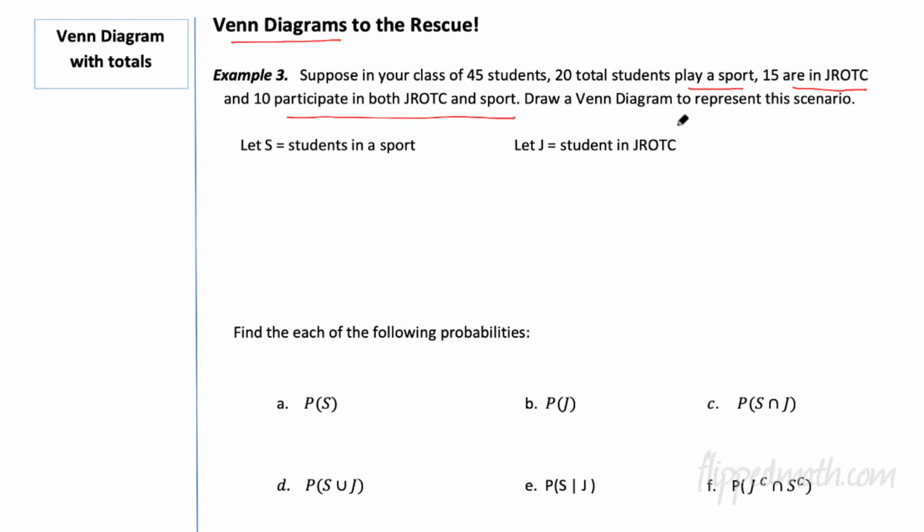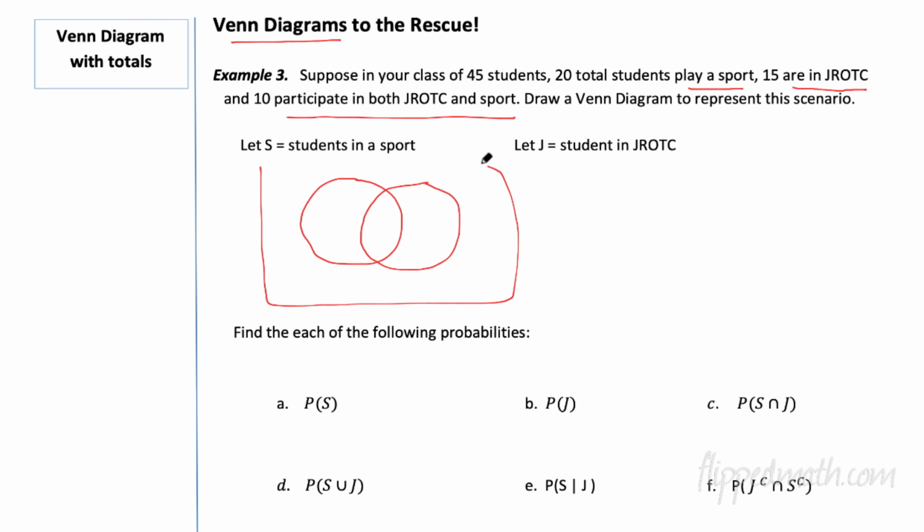I want to draw a Venn diagram here. So let us define these events. S will be the student is in a sport, and J will be the student is in JRTC. So let's draw a Venn diagram. Do you know what a Venn diagram is? It's a circle looking thing. Looks like a circle because it's a circle. And then we have another circle. And then we always put a box around the outside because there's always a possibility that something is not in either circle. So we have a class of 45 total students.